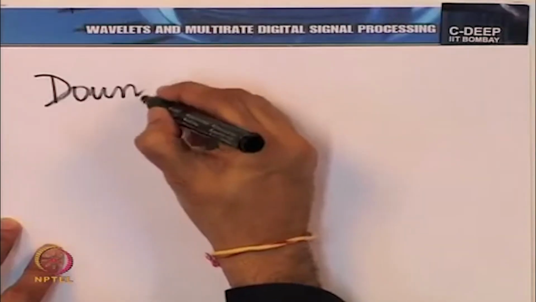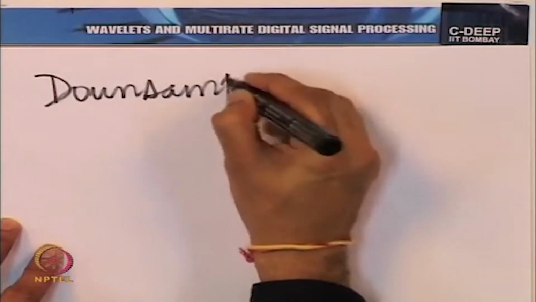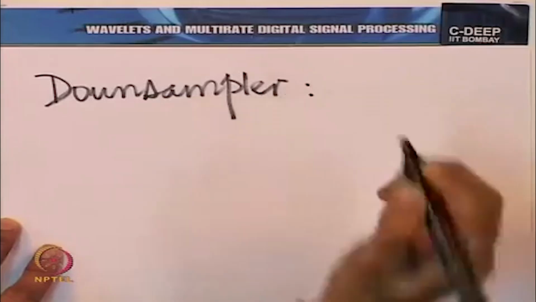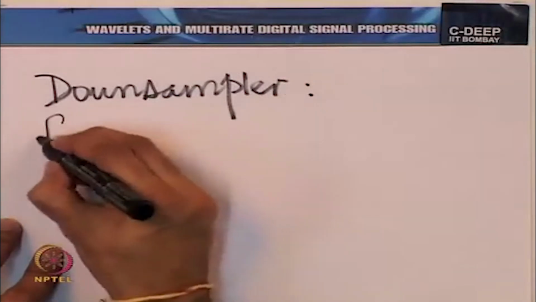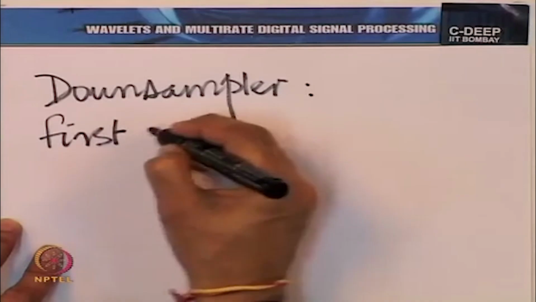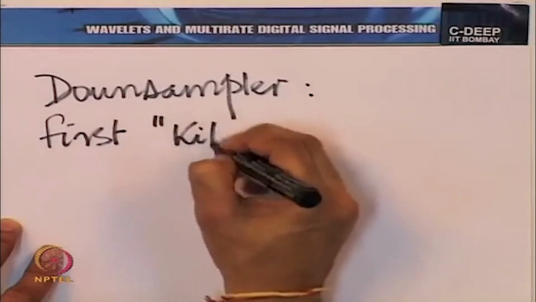So, to state it clearly, a downsampler first kills some samples.